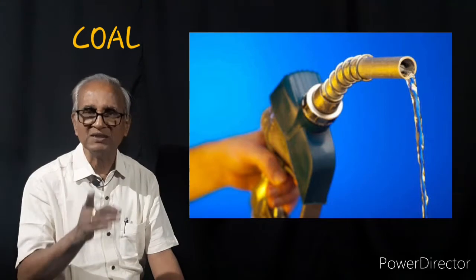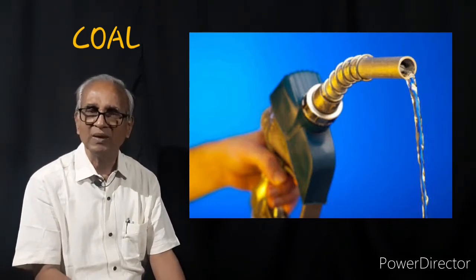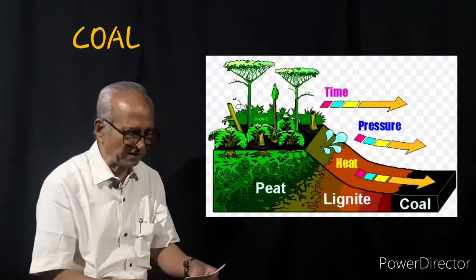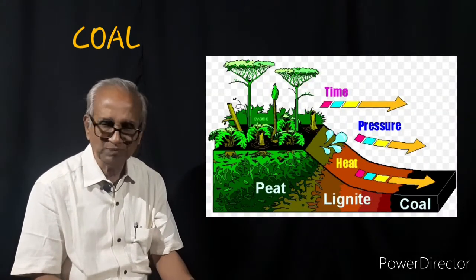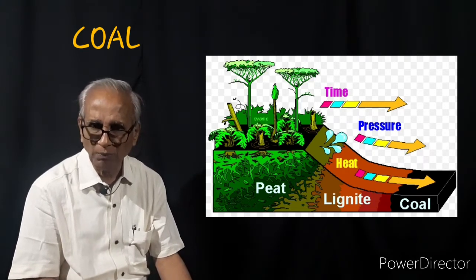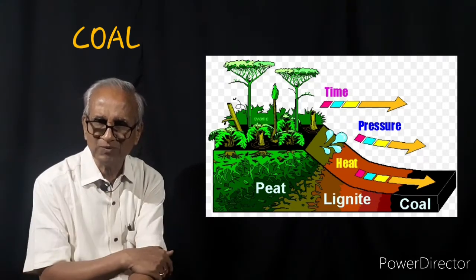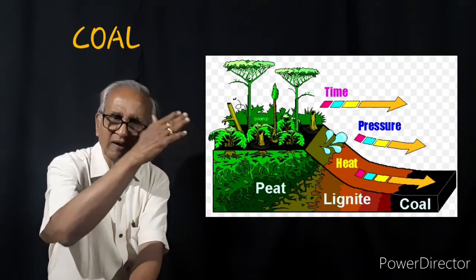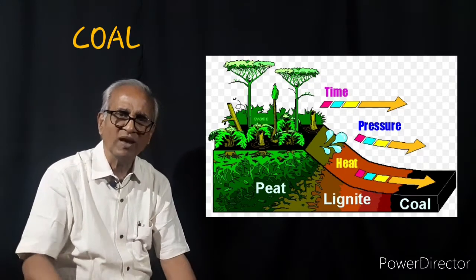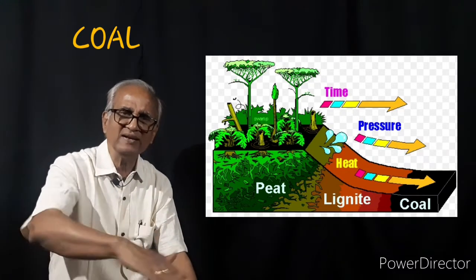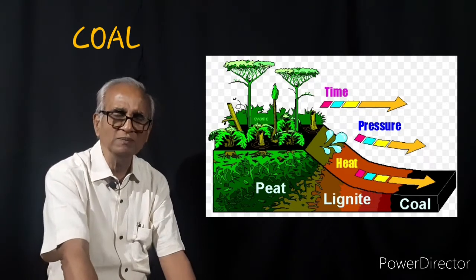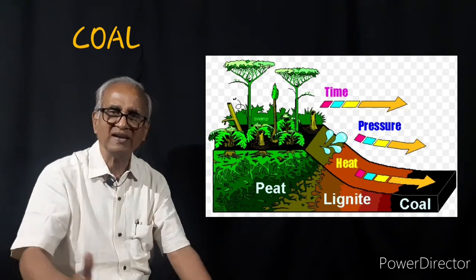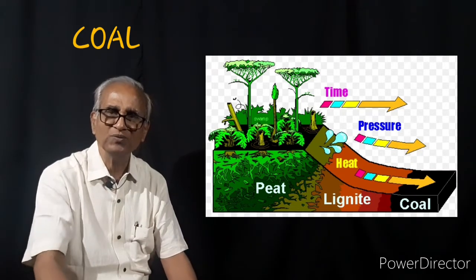Fossil fuels were formed from the dead remains of living organisms, mainly plants and microorganisms. We will come to that. Coal is produced from the tree trunks. Tall trees, when they fell down and got covered by layers and layers of soil, and that continued for a long time, the tree trunks got transformed into coal.